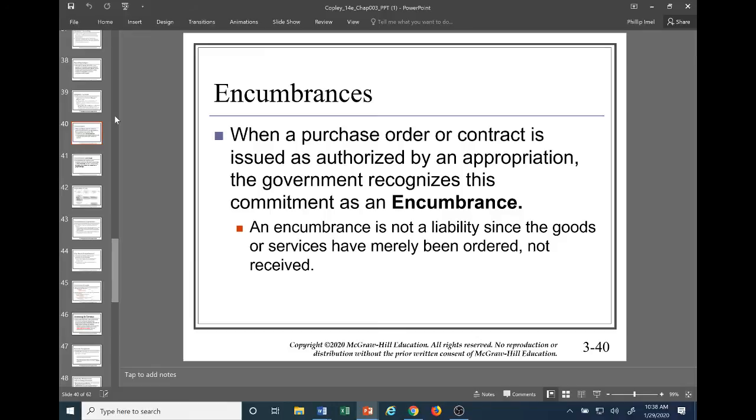So within that budget, if they have appropriated funds for a certain thing, let's say they appropriated funds for us to purchase new police vehicles, right? When we place that order, when we get on the phone or order on the internet, however you order it, we encumber those funds, because we know that there's an outstanding purchase order for it, so we don't want to overspend. An encumbrance is not a liability, since the goods or services have not been received, but we've merely placed an order. So it's encumbered and it's not a liability. At that point we don't have an actual liability yet because we don't have the goods.